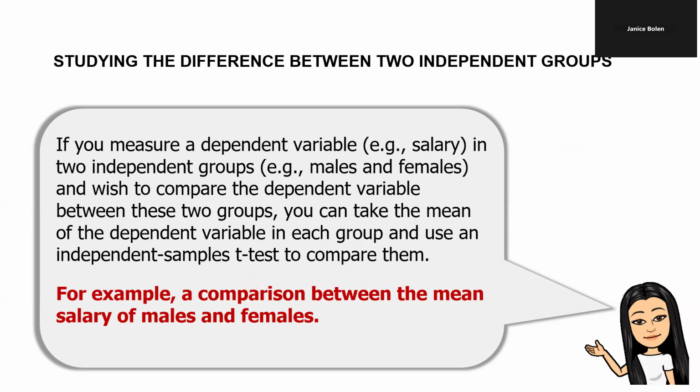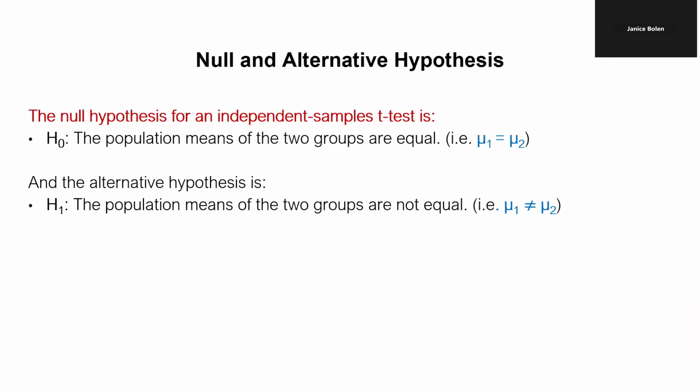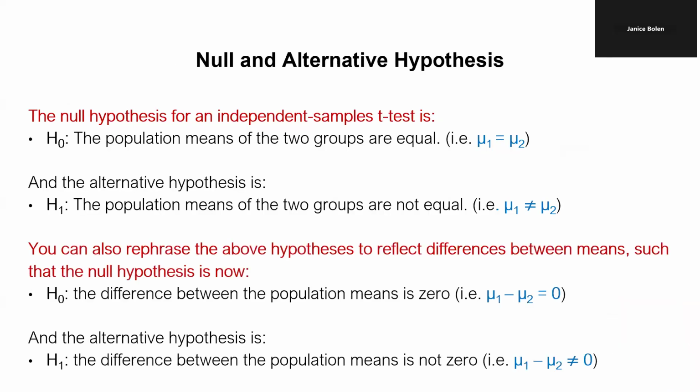Now, how do we formulate our null and alternative hypotheses? The null hypothesis for the independent samples t-test is that the population means of the two groups are equal. Correspondingly, the alternative hypothesis is that the population means of the two groups are not equal. You can also rephrase the hypotheses to reflect differences between means, which you see in the two statements below.